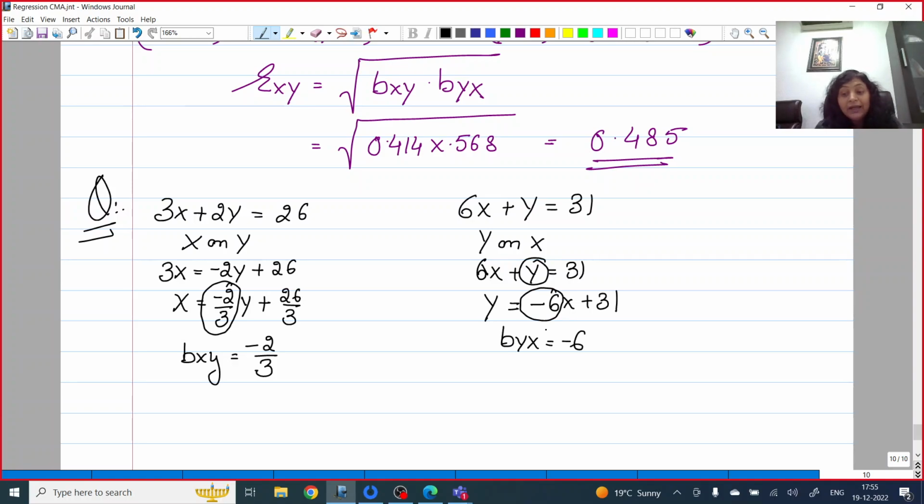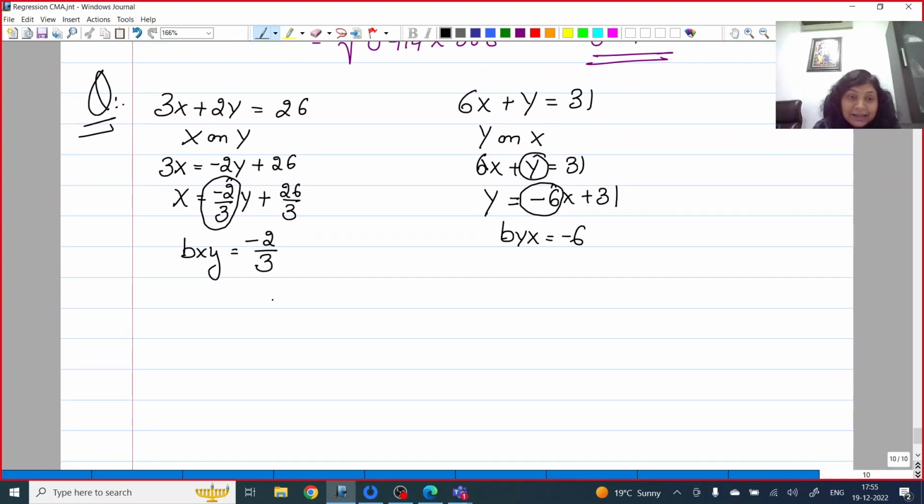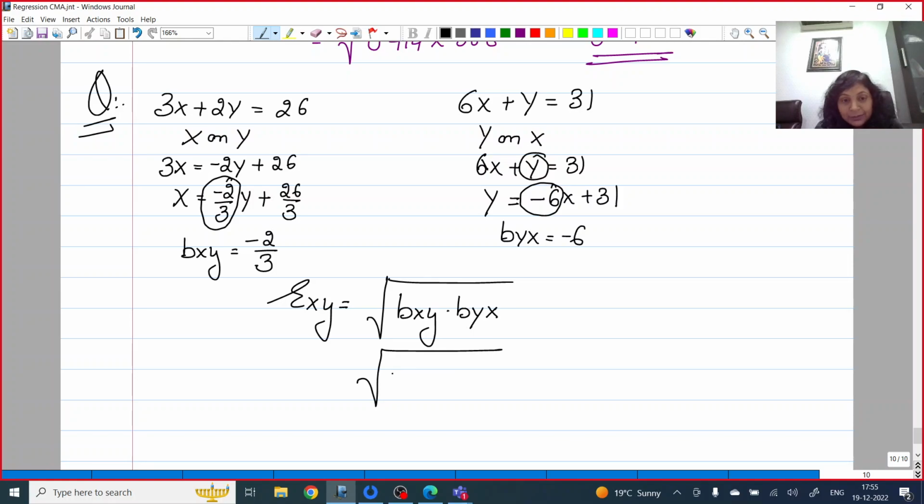So how can we find out whether our assumption is correct? In that case, you have to find the coefficient of correlation. The coefficient of correlation is the geometric mean of the regression coefficients. So if I put the value of bxy, that is minus 2 by 3, and byx, that is minus 6, this is 3 2s are 6.